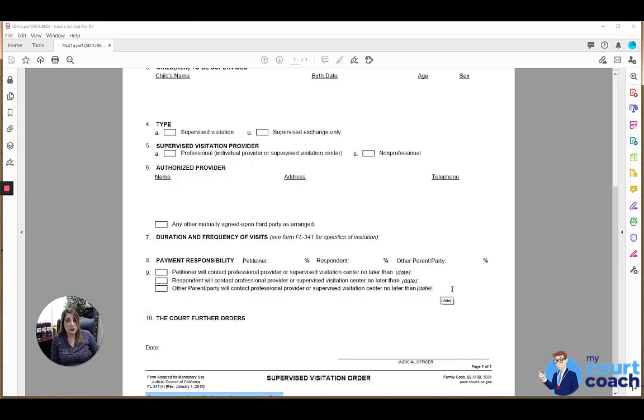Sometimes they don't make that order, and it's just presumed that if a parent is ordered to have supervised visitation, we hope, we pray that that parent is motivated to do it as soon as possible. And then finally, leave the line for the judicial officer blank, and the date. This is going to be eventually submitted to the court as part of an order, and the judge will stamp it, which will formalize the order.